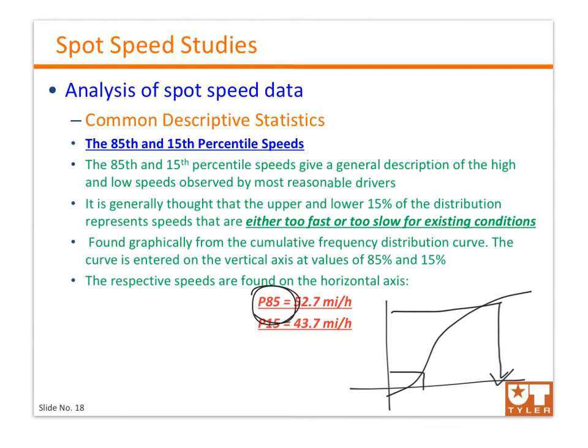It happened to be 52.7. That means 85% of the drivers drive less than 52.7 miles per hour, and P15 is 43.7. That means only 15% of drivers drive less than 43.7 miles per hour at that facility.